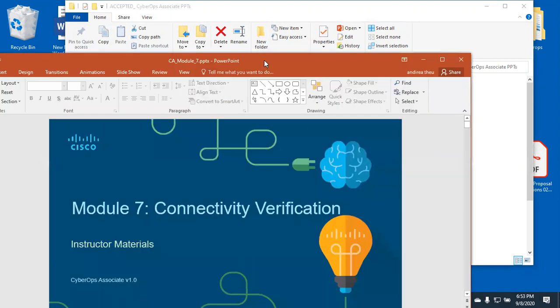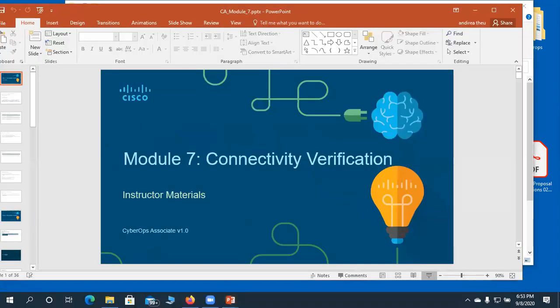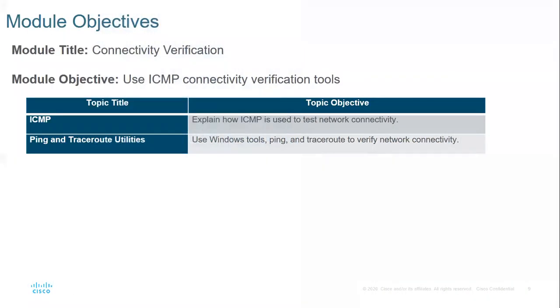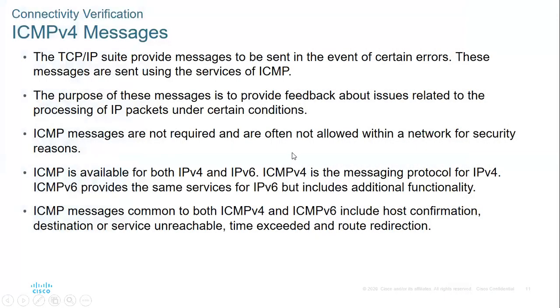Okay, so we'll move on to module 7. Maybe we have been moving slowly because I've been trying to clarify each and every point. So this is connectivity verification. We'll start with the ICMP protocol.